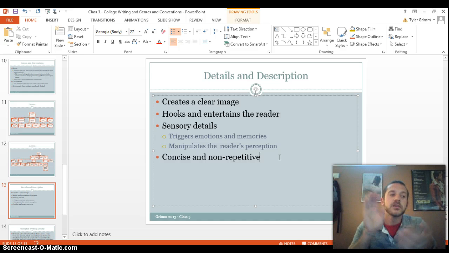Next week, we're going to start focusing on style, language, and voice, but we're also going to still discuss imagery, details, and description a lot. So this is something that's going to make more sense as we move through the next 2 weeks.